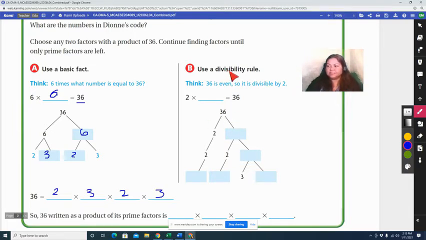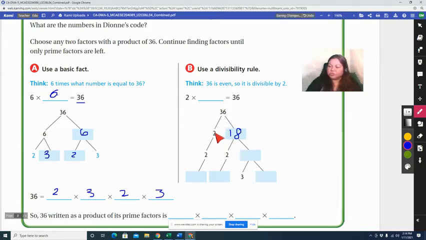The divisibility rule. What is a divisibility rule? It means that if the number is even, meaning it ends with 2, 4, 6, 8, or 10, then I can divide by 2, right? 36 is an even number, so I use my divisibility rule. So I can definitely have a 2 as a factor. So 2 times what number equals 36? I could have gone 2 times 18, right? 2 times 18 is 36.